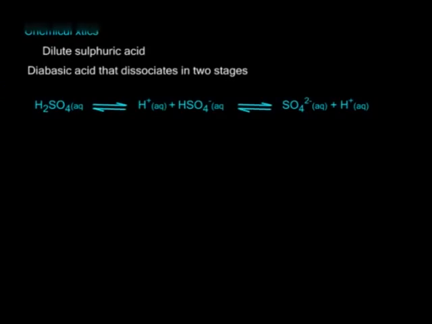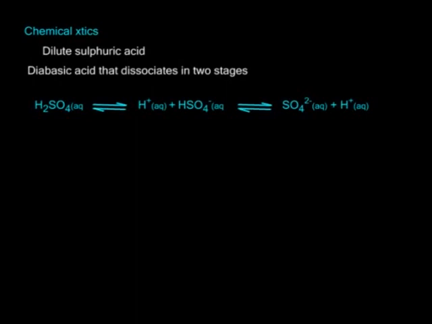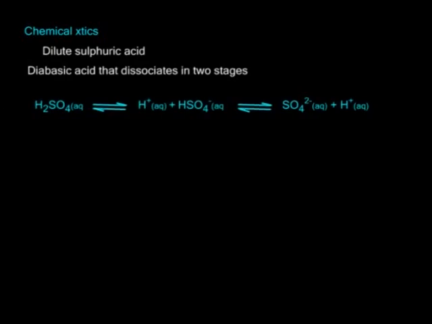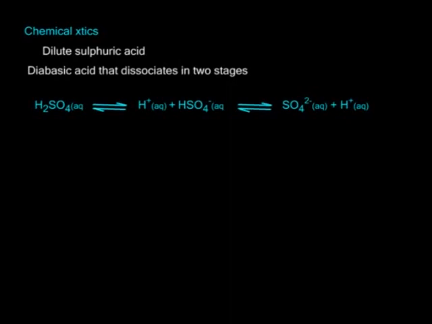Physical properties of dilute sulfuric acid. Dilute sulfuric acid is a colorless and odorless liquid and turns blue litmus paper red. Dilute sulfuric acid dissociates into ions, into a hydrogen ion and a hydrogen sulfate ion. Hydrogen sulfate ion is further dissociated into hydrogen ion and sulfate ion.